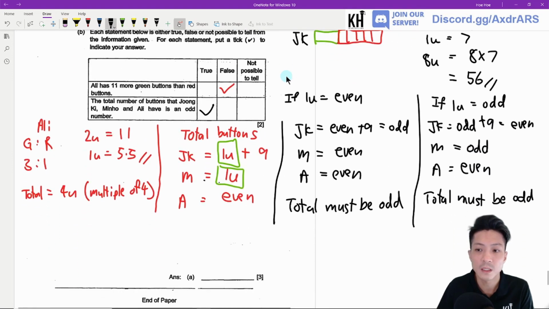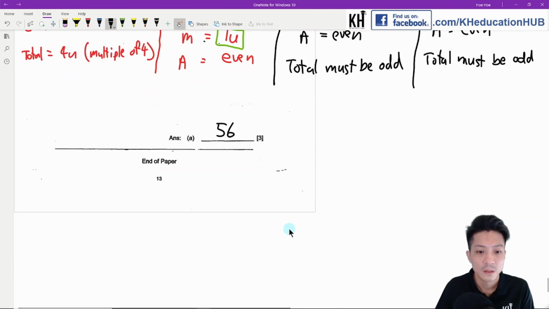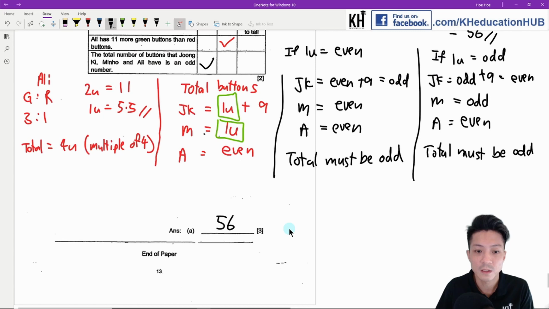The answer for part A is 56. Okay, we have come to the end of the paper.